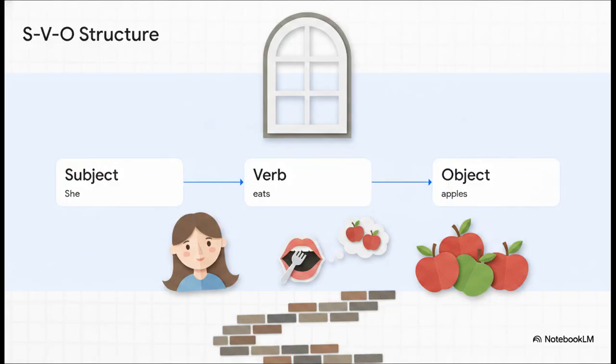Now, what actually goes into that complete thought? The absolute most common pattern in English, think of it as the mortar holding our bricks together, is the subject-verb-object structure, or SVO for short. Let's break it down. Step 1 is the subject. That's the person, place, or thing doing the action. Let's use she. Step 2 is the verb, which is the action itself. Let's go with eats. And step 3 is the object, the noun receiving the action. Apples. Put it together, she eats apples.